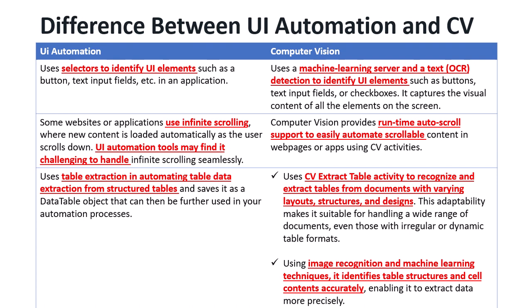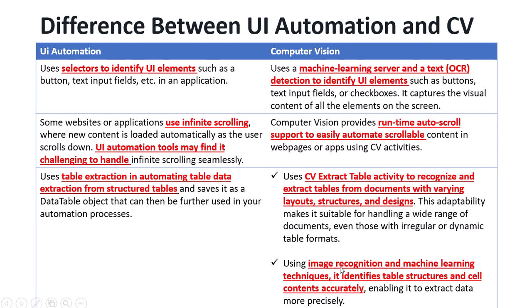The very important phrase here is varying layout, structures, and design. If there is a scanned PDF, or a little bit of difference in clarity, color or font, all those types of changes can be recognized by the CV Extract Table activity, and it is able to extract that type of table as well. This adaptivity makes it suitable for handling a wide range of documents, even those with irregular and dynamic table formats. This particular thing is not available in the conventional UiPath automation methodology. So wherever you have documents or structures with this type of scenario, you can use it.